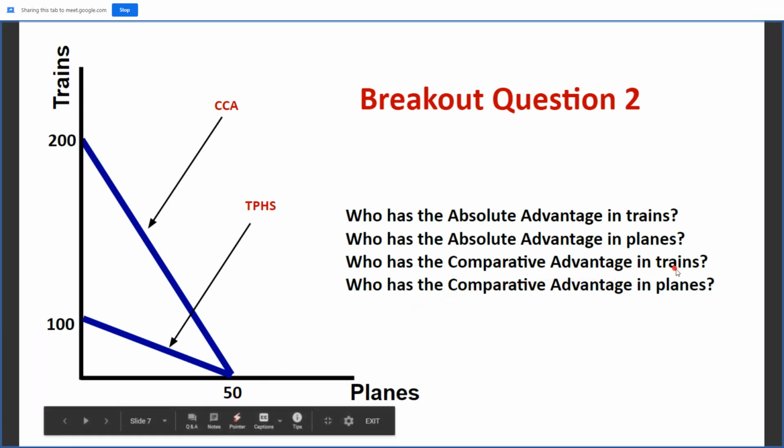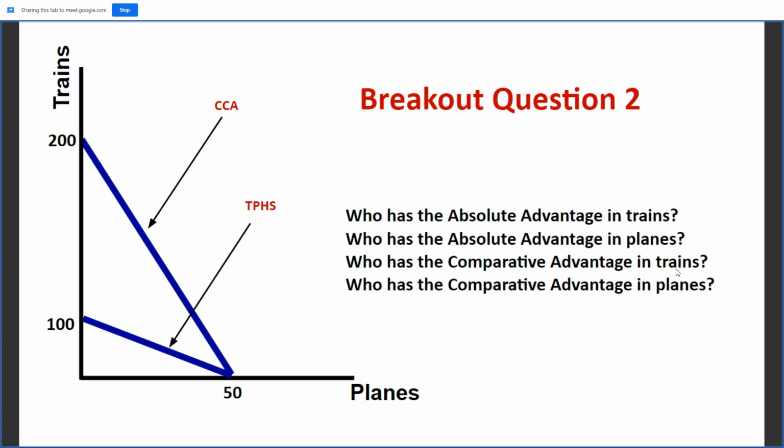Who has the comparative advantage in trains? For this one, I went CCA. Every time they produce one train, they give up 1/4 of an airplane. Whereas when we produce one train, we give up half an airplane. So they're going to hold the comparative advantage in trains.